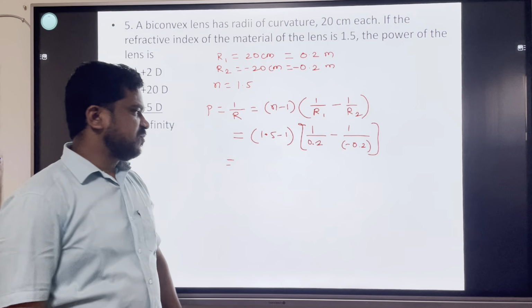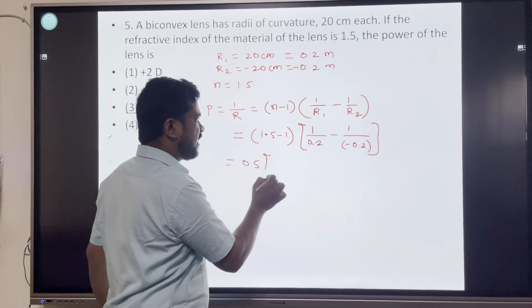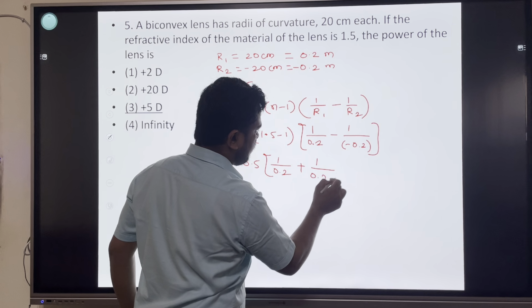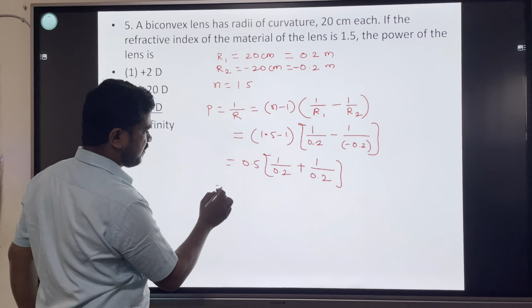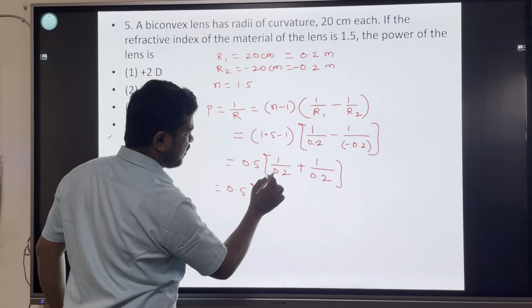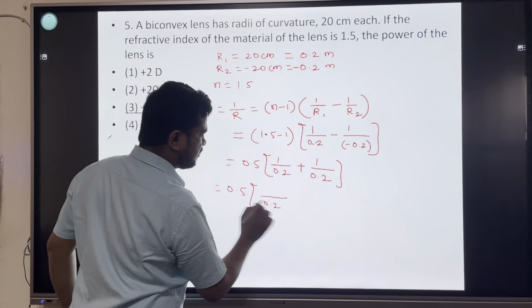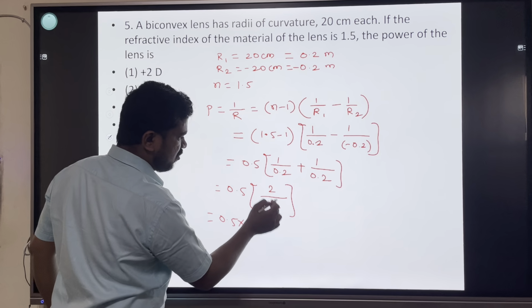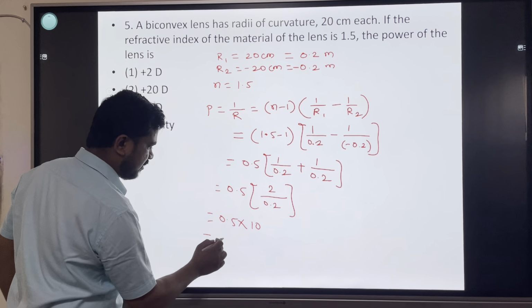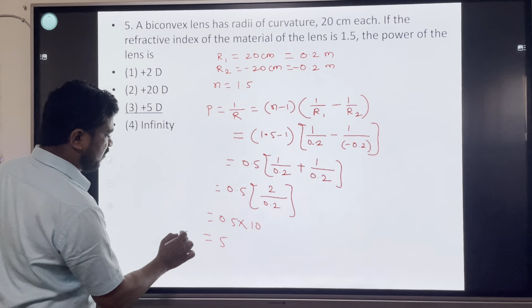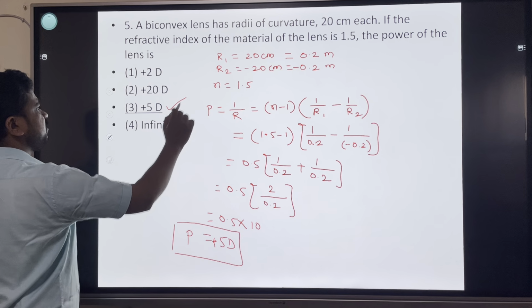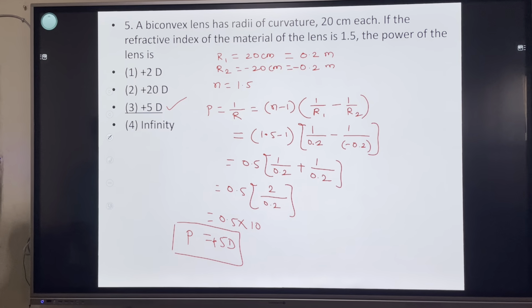1.5 minus 1, 0.5 in bracket, 1 upon 0.2 plus 1 upon 0.2. In the bracket the denominator is constant, 0.2. 1 plus 1 is 2. 0.5 into 2 upon 0.2 is 10, 10 into 0.5 is 5. Power is plus 5D by convex lens, power plus 5D. Okay, this is from optics.